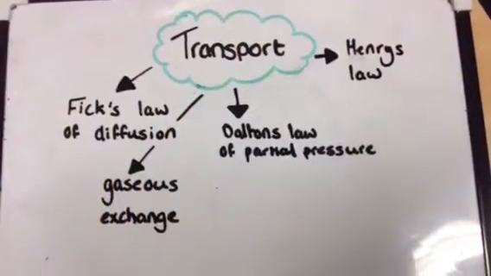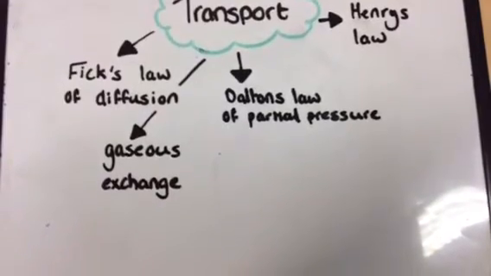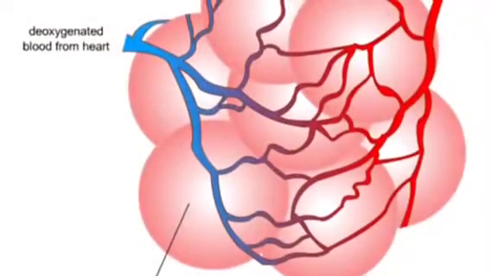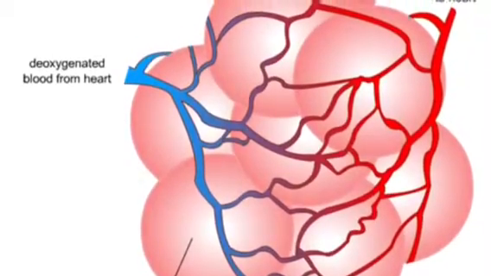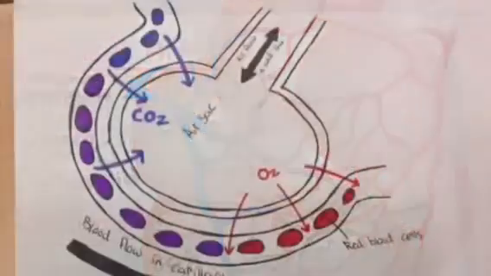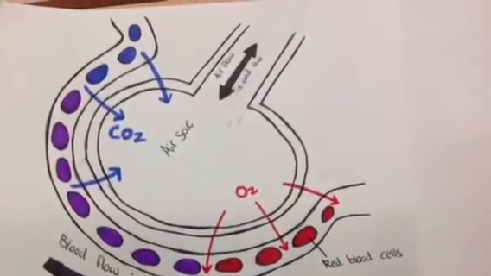Transport consists of Fick's law of diffusion, gaseous exchange, Dalton's law of partial pressure, and Henry's law. In gaseous exchange, oxygen moves into the body and CO2 is removed. Gaseous exchange occurs by diffusion between air in the alveoli and blood in the capillaries of the walls of the alveoli. This diagram shows this.